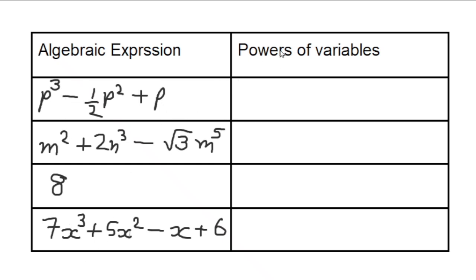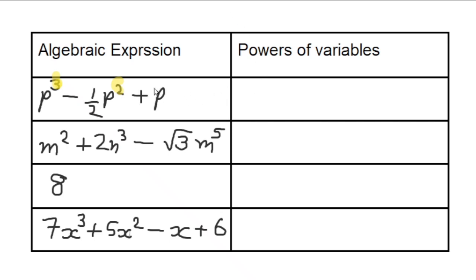Now we will find the powers of variables. See here, the variable is p: p cube minus half p square plus p. Powers means the exponent of this variable. See, p cube, cube is there, so the power of p cube is 3. The power of p square is 2, and here only p is there, that means we have 1.